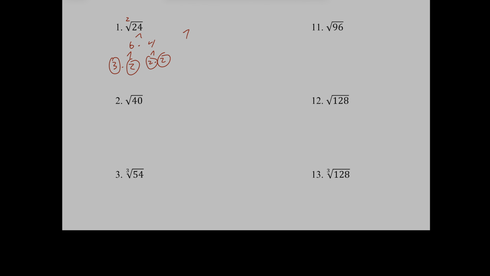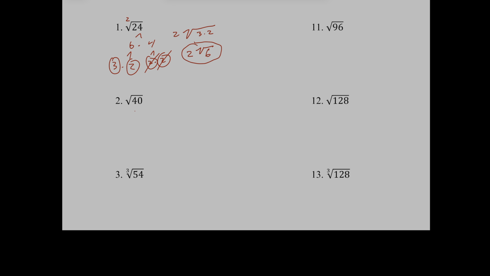Okay, so now I'm going to write my square root, and I need pairs. Well, there's a pair of 2s. But now 3 doesn't have a pair and 2 doesn't have a pair, so they have to stay in. We're just going to multiply them together, and I'm going to get 2 root 6. Anything that pulls out, if you pull out more than 1, you multiply them together. If you leave in more than 1, same thing, you multiply them together.